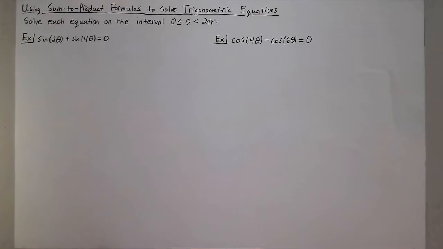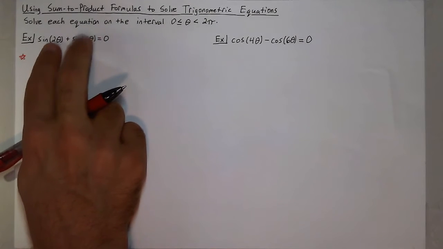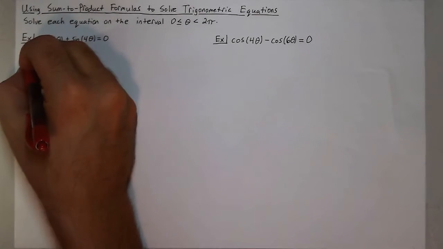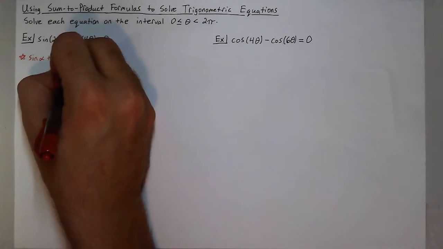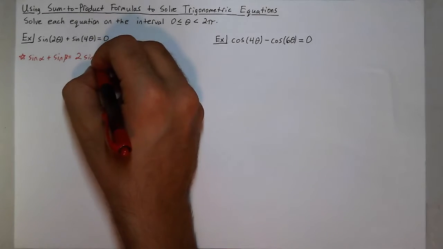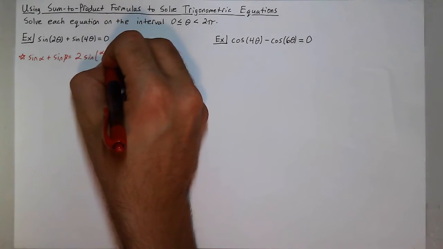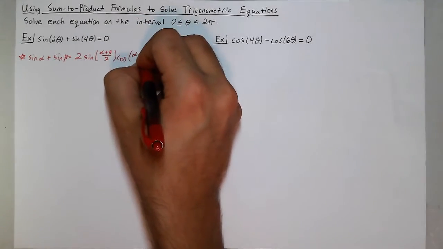zero product property. So let me quickly go over the sum to product formula for sine, which is sine of alpha plus sine of beta is equal to 2 sine of alpha plus beta over 2 times cosine of alpha minus beta over 2.